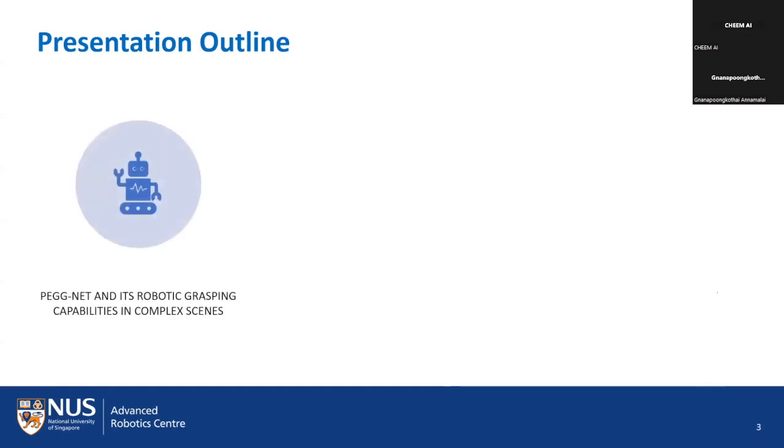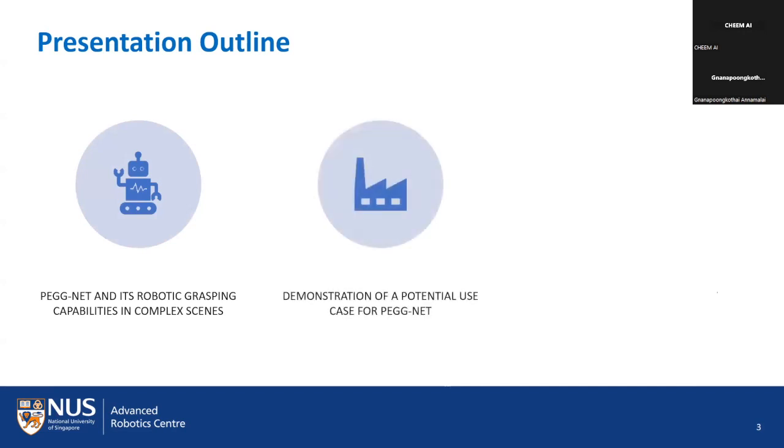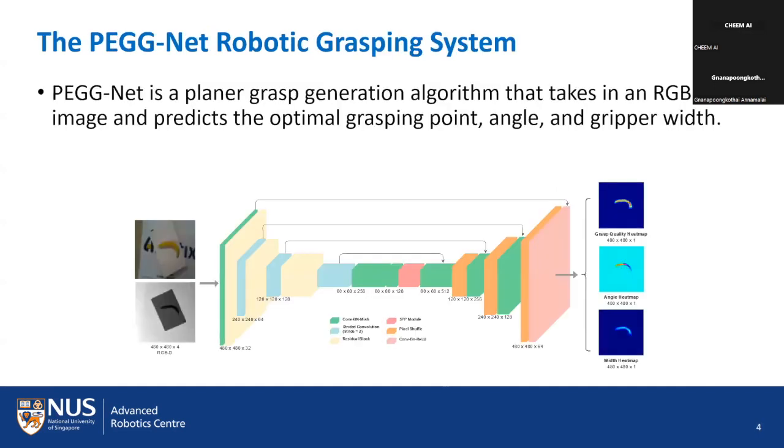Okay, so for today's presentation, I'll be talking about three things. Firstly, I'll be talking about Pegg-net and its robotic grasping capabilities in complex scenes. Secondly, I'll be talking a bit about the live demo that we've had today, which demonstrates a potential use case for Pegg-net. And lastly, I'll talk a bit about the tangible benefits to the industry.